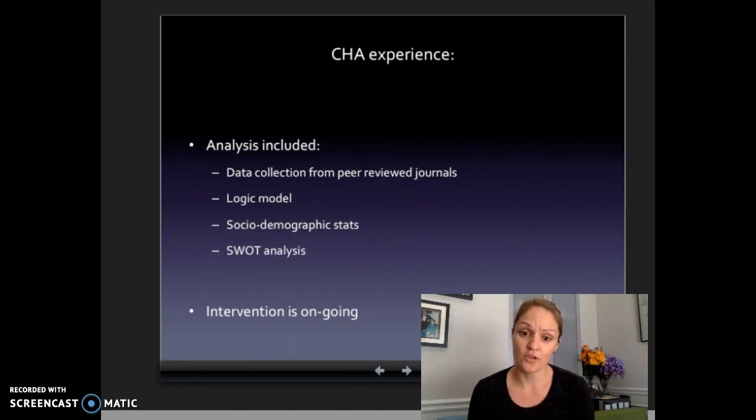The intervention is ongoing. I worked with the Atlanta Yoga Movement specifically. I reached out to them 3 years ago and asked them if we could do this study as well as this intervention for high-risk schools that had a lot of ACEs, adverse childhood experiences, in their populations. So that's my community health assessment experience.